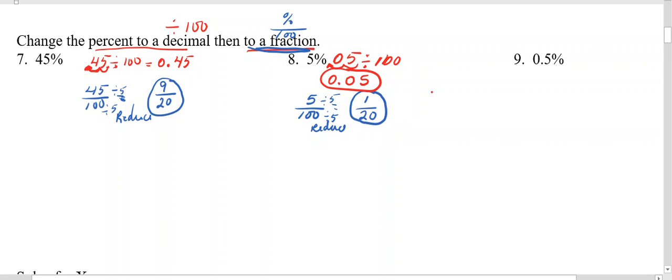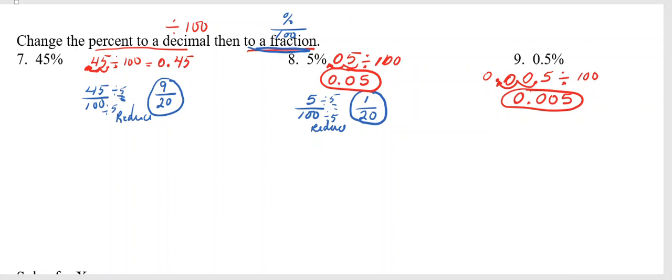Okay, so this is some of the easier stuff we do. Let's look at number 9. It's 0.5%. It's still a decimal, a decimal percent. I still have to take that decimal, drop the percent sign, and divide it by 100, which means I'm still moving my decimal 2 places to the left. So I add a 0, add my decimal, and put a 0 in front of it. So I have 0.005. This is my decimal number, 5 thousandths.